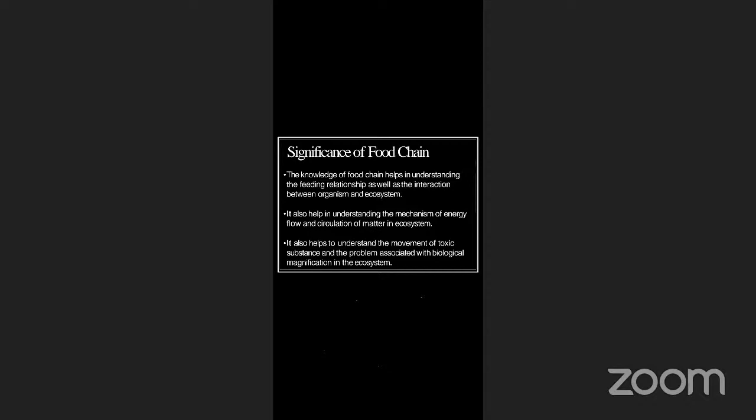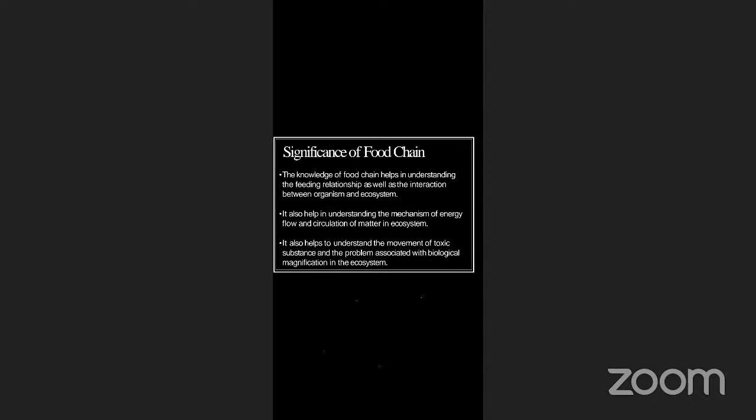Along with that, a very important thing is that we can understand the movement of toxic substances and the problem associated with biological magnification. It is nothing but that at every stage there is a chance of accumulation of toxic material in the ecosystem. So if we know the levels, suppose from plants, how the energy is transferred to the next level, then we can understand where this toxic material is getting accumulated. Again, I will discuss this in detail.